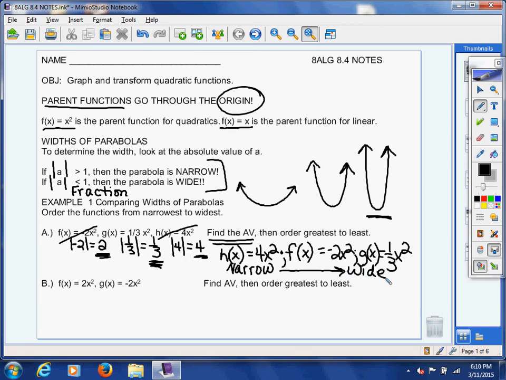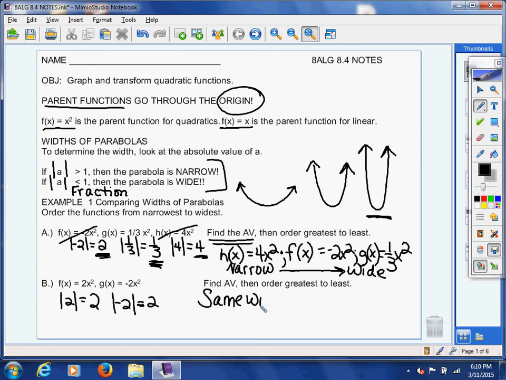Okay, so let's do B, and I'll leave the other 2 for you to try. So we want to take the absolute value of 2, absolute value of -2. Well, we have a little peculiar situation here. We found their absolute values, but they have the exact same absolute value. So what does that tell you? Okay, and so they have the same width.